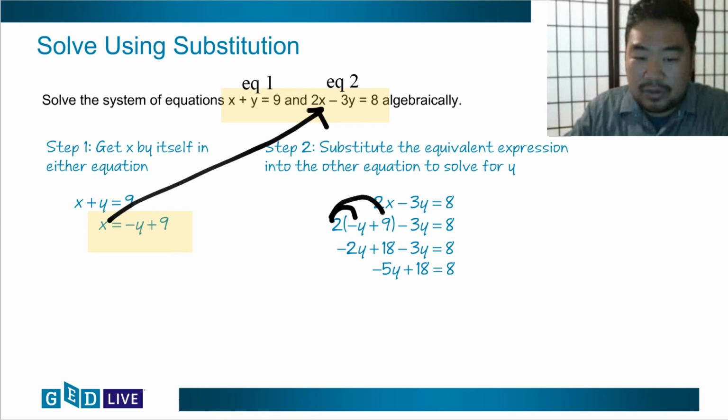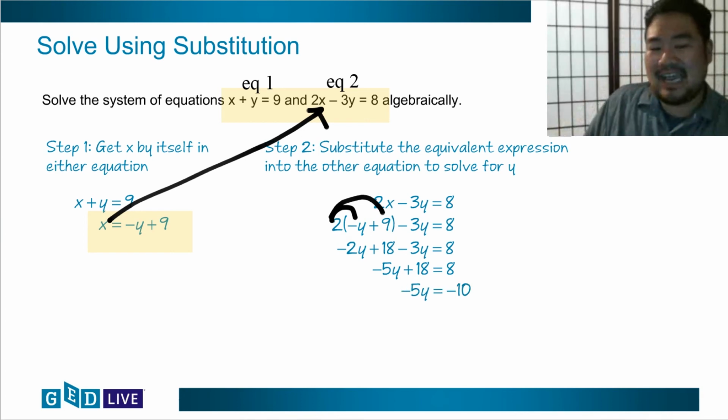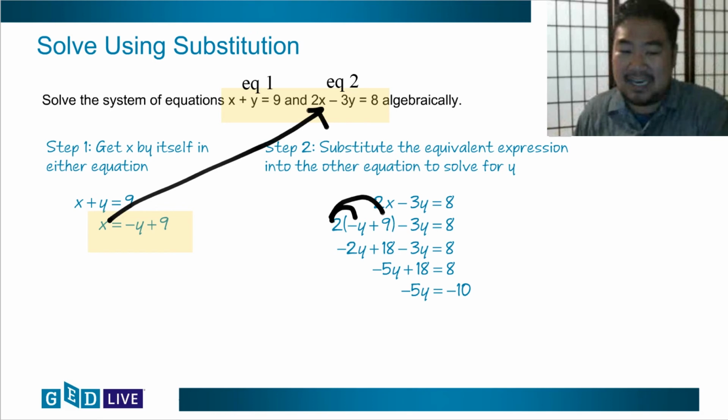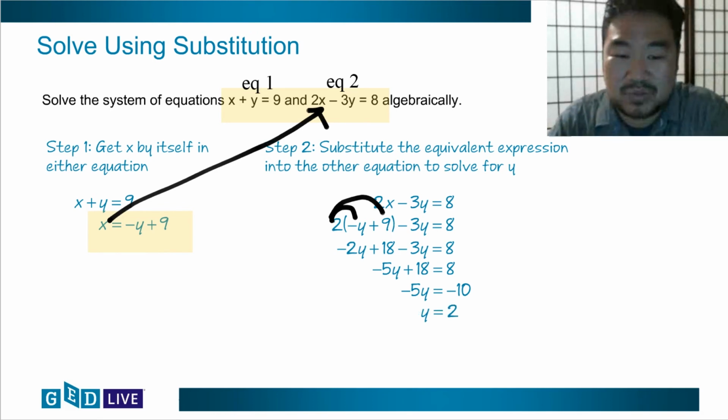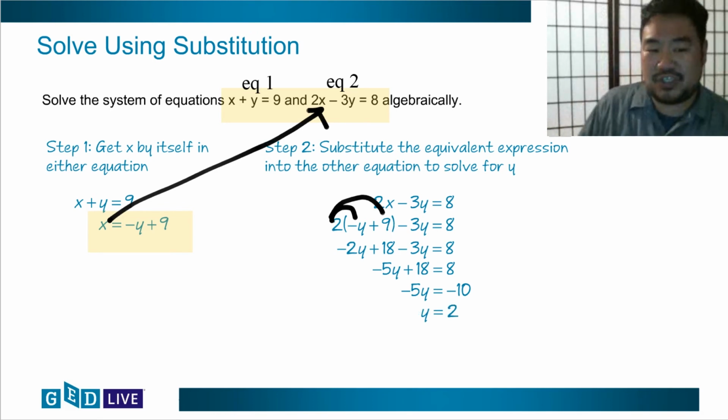And again, our goal here to get the y by itself is to subtract both sides by 18. That gives negative 5y is equal to negative 10, and then of course y is equal to positive 2. Now that's what y is equal to, positive 2.